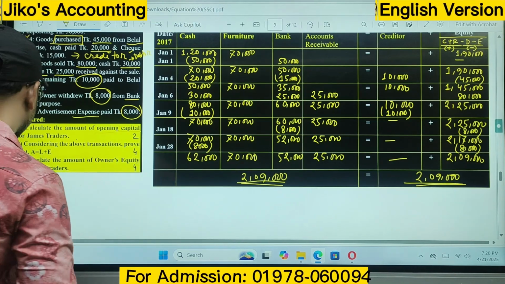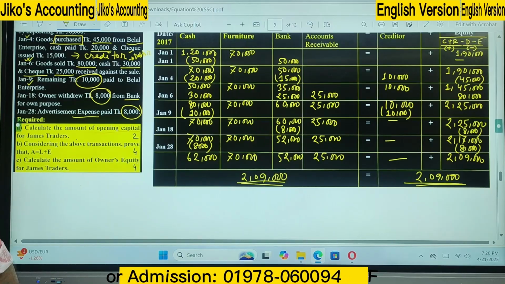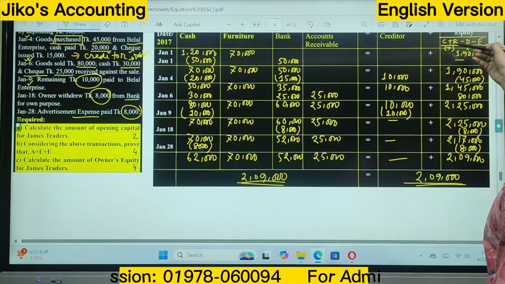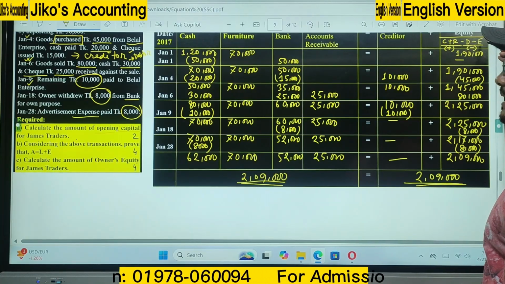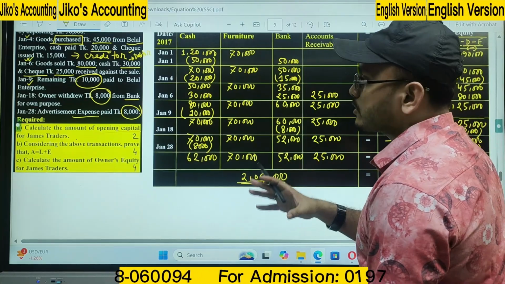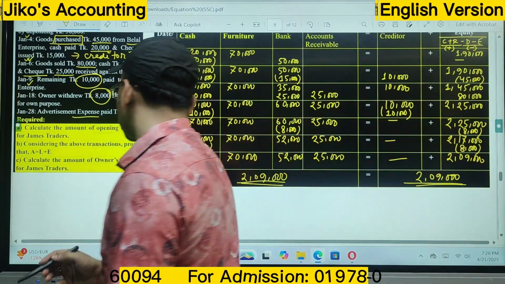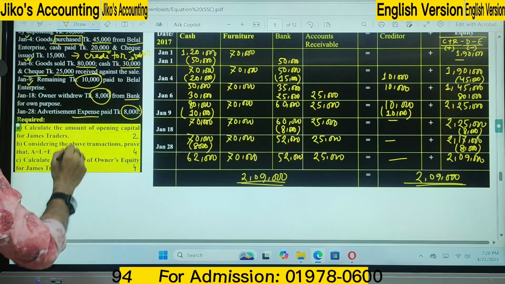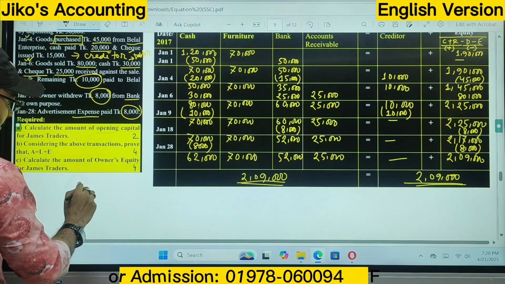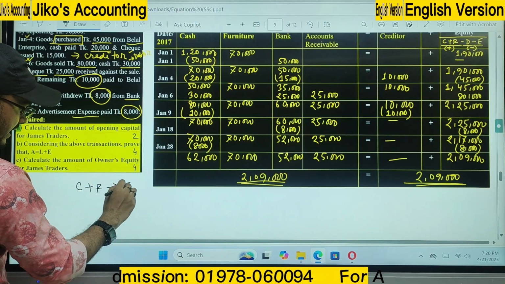Calculate the amount of owner's equity of our James Traders. Again, I am saying, what are the elements of the owner's equity? You can see capital and revenue, then drawing and expenses. These four elements are the part of the owner's equity. That means whenever we are told to determine the total amount of the owner's equity, at that time we have to write down here like this: capital plus revenue minus drawing minus expenses.